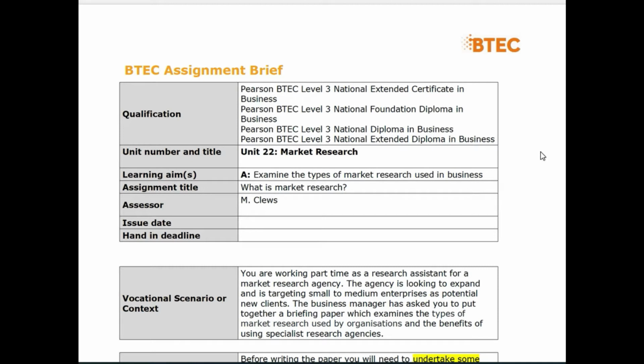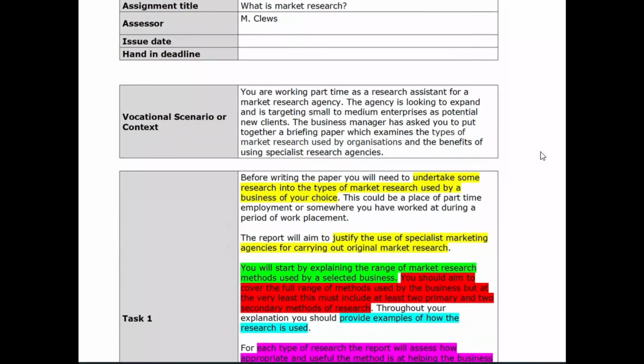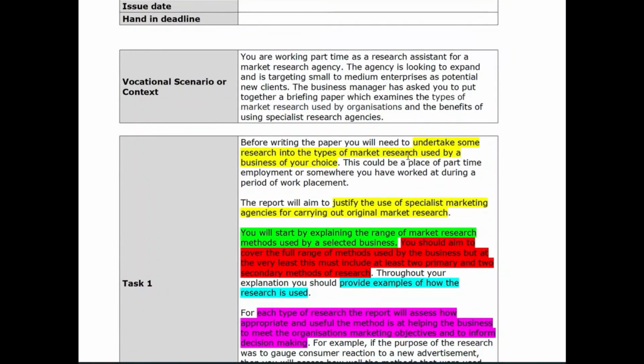So now on your screen, you're going to see the assignment, which I've got on the screen. Now, I did talk to you before about this assignment. And if you remember, my main focus is all about undertaking some primary market research and some secondary market research into a business of your choice. In other words, find out what research they do.